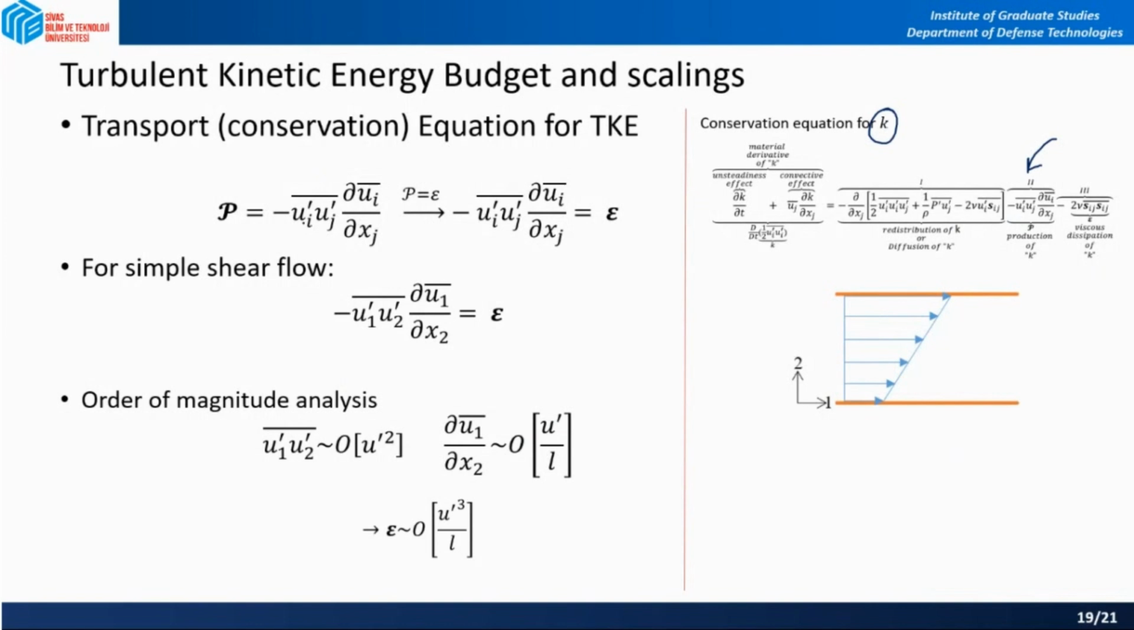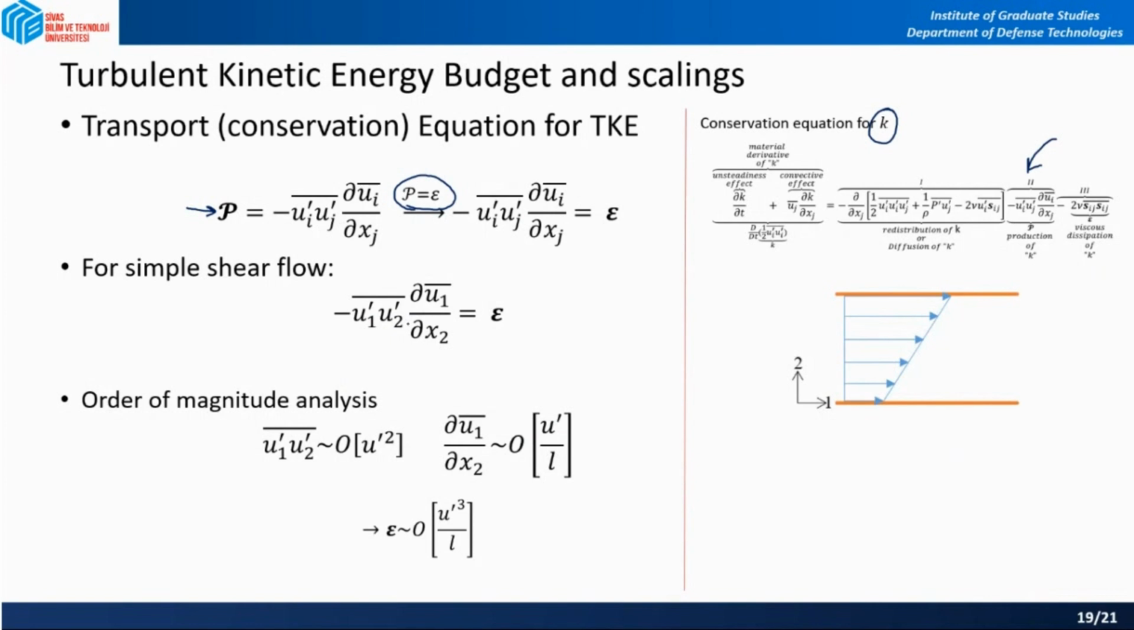So here is your production, and once it is equal to the dissipation rate, this will be equal to dissipation. And for simple shear flow, we have shown above indices are reduced to 1 and 2. So just, okay, i and j is 1 and 2. Just replace i and j with 1 and 2 in here.